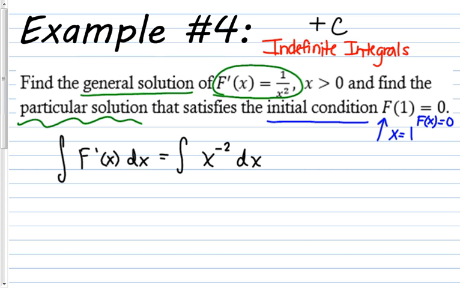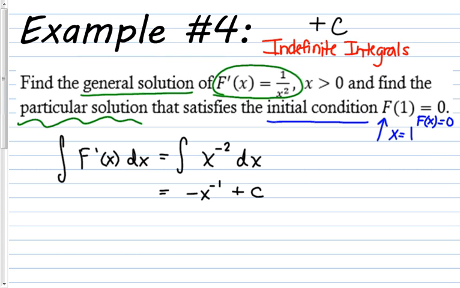Okay, we're integrating the derivative. So we're finding the original equation, which we can just call big F of x, right? F of x. Okay, so integrate x to the negative 2 power. I'm going to add an exponent, so it becomes x to the negative 1 power. And then I'm going to divide by that new exponent, so divide by negative 1. So I'll put a negative in the front. And then plus c. There's my integral.